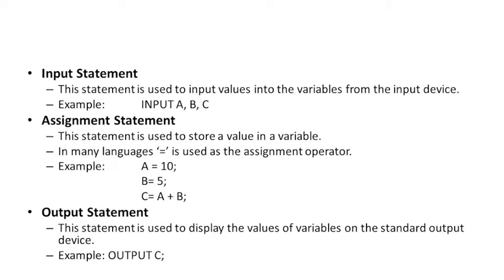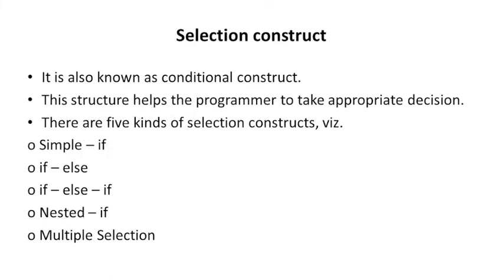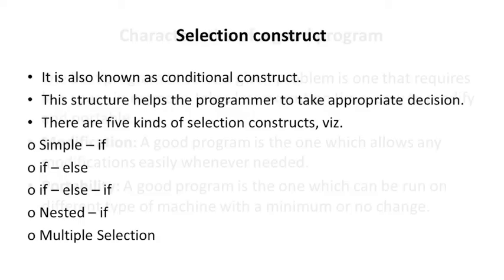Output statement. This statement is used to display the values of the variables on the standard output device. Example: output c. Selection construct. It is also known as the conditional construct. This structure helps the programmer to take the appropriate decision. There are five kinds of selection constructs: simple if, if else, else if, nested if, and multiple selection.